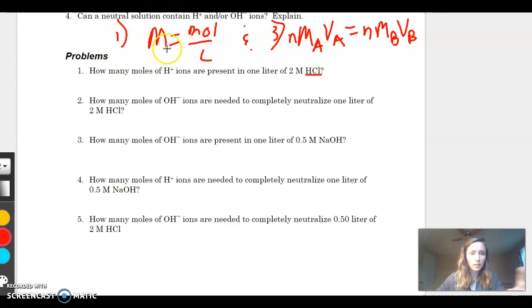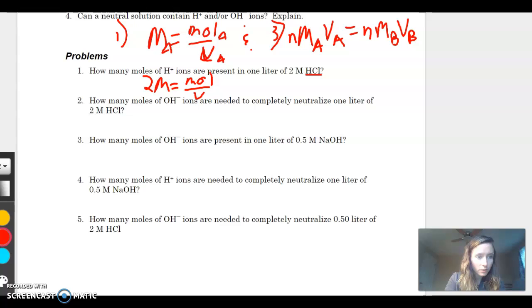And again, this could be concentration. You could make it for an acid and moles of an acid and liters or volume of an acid, or you could put it all for base. Could be either or. So we're going to use the first equation where we have M equals moles over volume in liters, and we're going to just plug in the information. So we have 2 molar, so that's 2, and how many moles? And it tells us there's 1 liter.